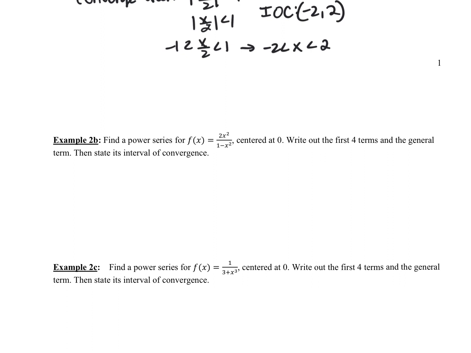A over 1 minus r, right? Or first term over 1 minus r. So what's the first term? 2x squared, right? What's r? X squared. You don't even have to manipulate this one, right? It's already in the form of a number something over 1 minus r, right? So you can already tell me right away here that A is 2x squared and r is equal to x squared, because it already looks like this. You could also think of it as 2x squared times 1 over 1 minus x squared.